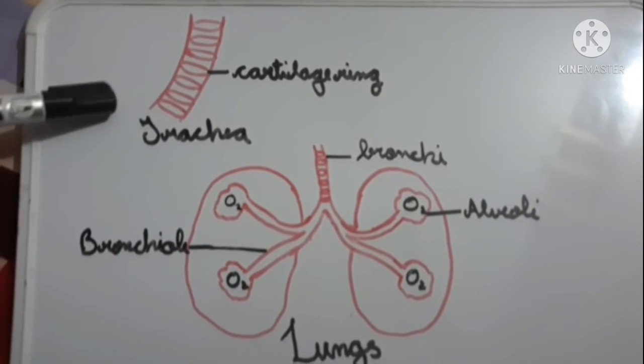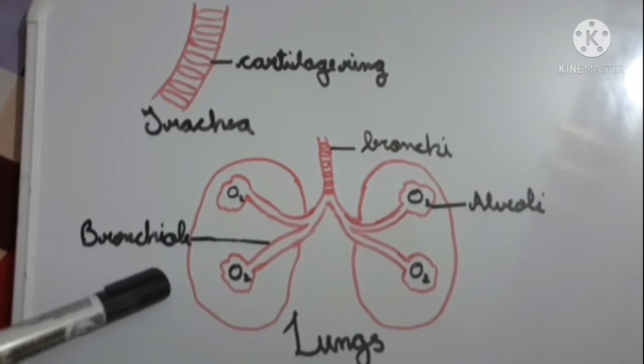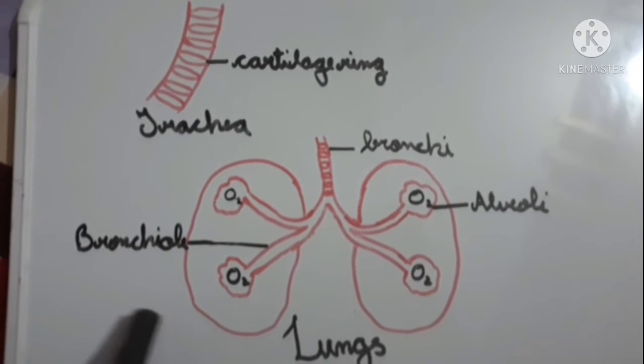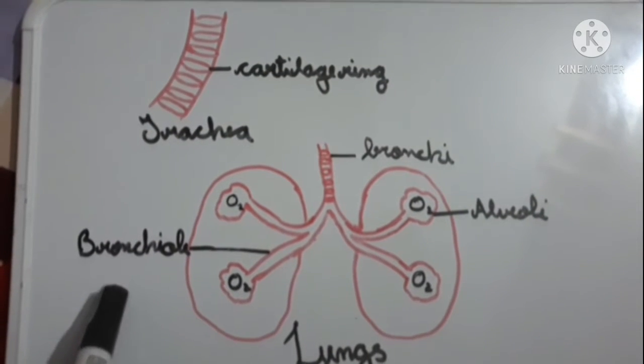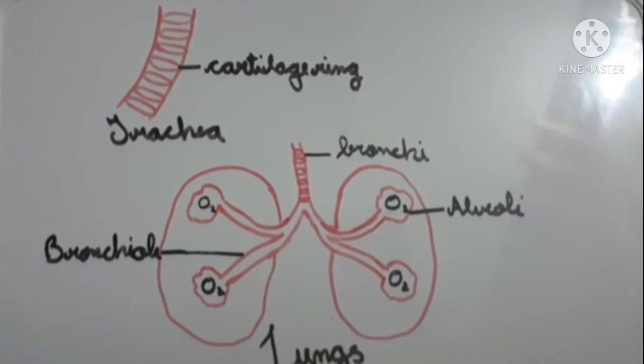Now, this is a diagram of the human trachea and lungs. Trachea consists of cartilage rings, as you can see there, and lungs consist of bronchioles, alveoli and bronchi. In the alveoli of the lungs, O2 is stored.